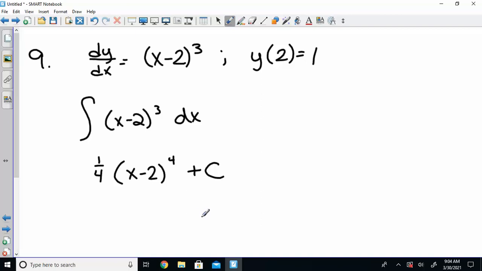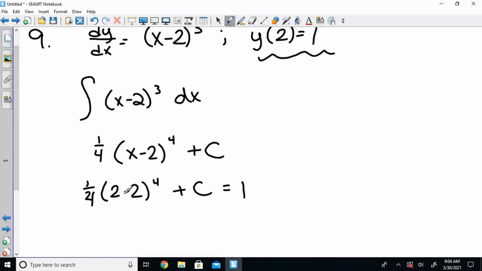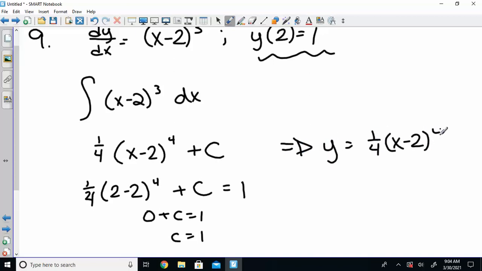But what else do we need to do now? I gave you the information to find c. I told you that y of 2 equals 1. So that means when my x is 2, this whole thing equals 1. So 2 minus 2 is 0, so I get 0 plus c equals 1. So my c is 1. That means my original function was 1/4 times x minus 2 to the 4th plus 1.